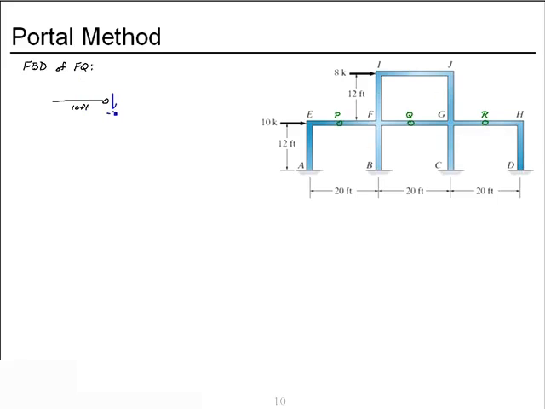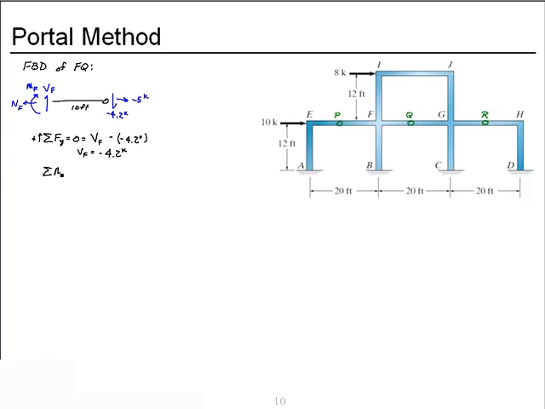So we update our free body diagram and we have our unknown shear at F, moment at F, and normal. Let's apply equilibrium in the y direction. We have the shear at F minus the minus 4.2 kips. So the shear at F is minus 4.2 kips.